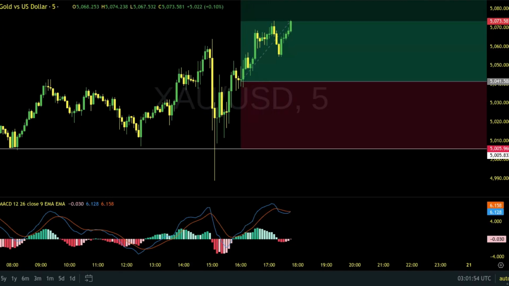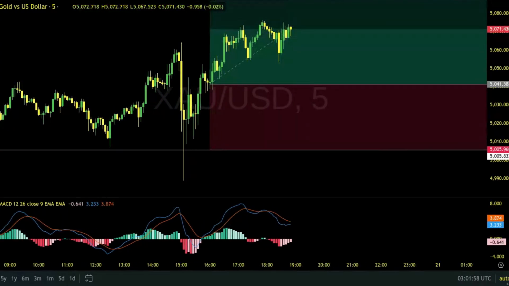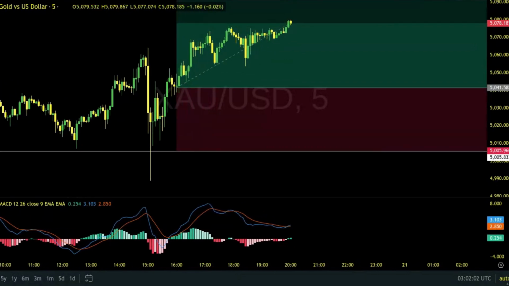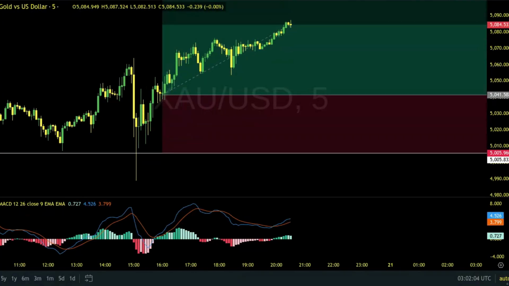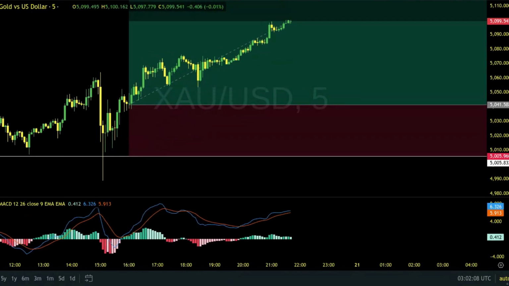So always remember this. MACD follows the market. It does not lead the market. If you trade MACD alone, you are guessing. If you combine it with structure, you are trading like a professional.